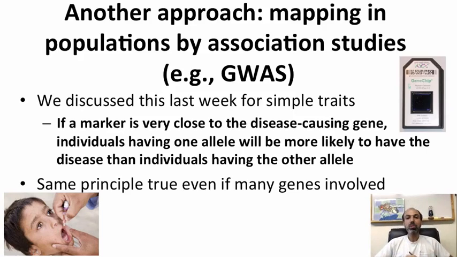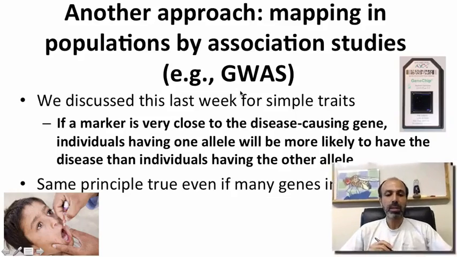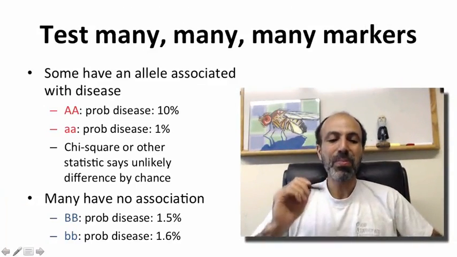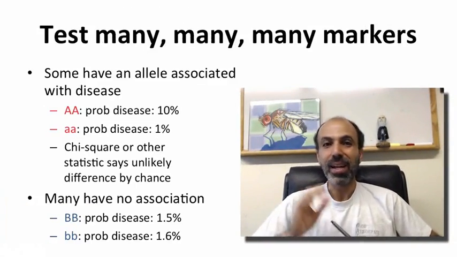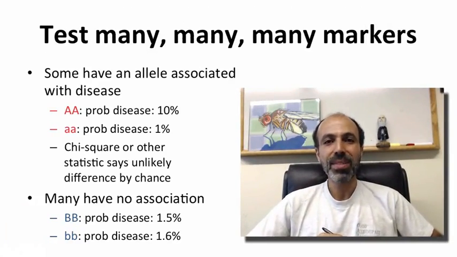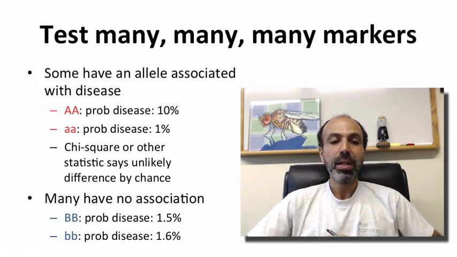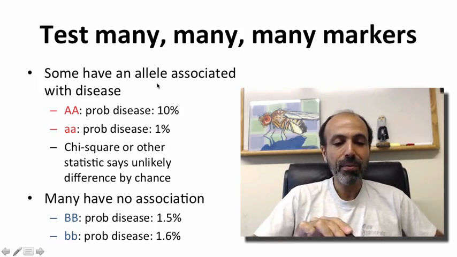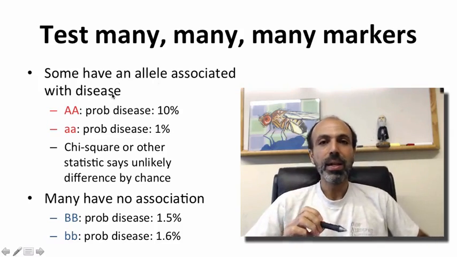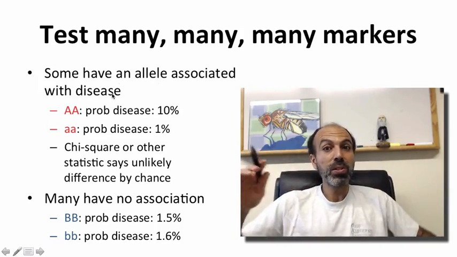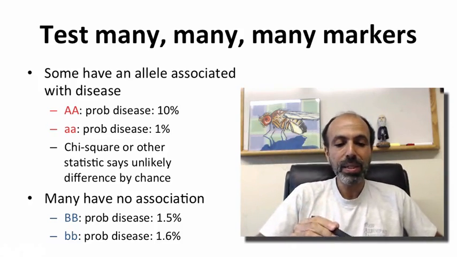The same principle is true not only in simple single-gene traits, but also in diseases involving multiple genes. So what people do, especially with the genome-wide association study, is they test many, many, many markers, right? Not just 3, 5, 10, 100, or even 1,000, but many, many markers. And what you'll find is that some will have an allele associated with the disease. Now, they're not going to have huge associations, like some of the things we talked about before.